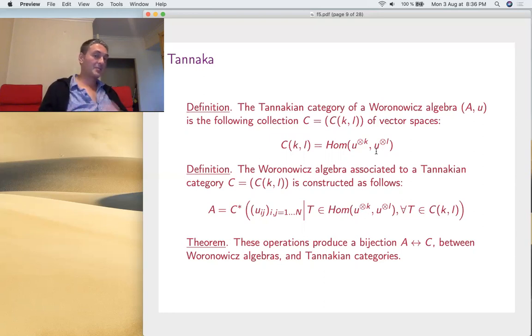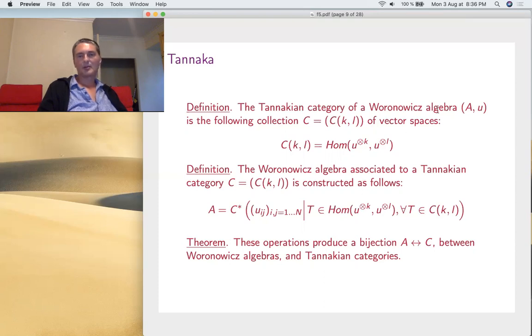And these things are much better than just the fixed spaces because they form a category. You can compose them, you see. Also tensor them, all that. So it's much better to work with this than with the fixed spaces. And Tannakian duality says that such beasts are in correspondence actually with Woronowicz algebras. So let's see how it works.